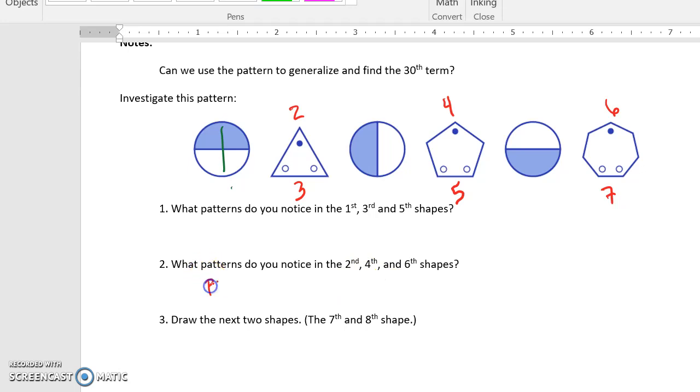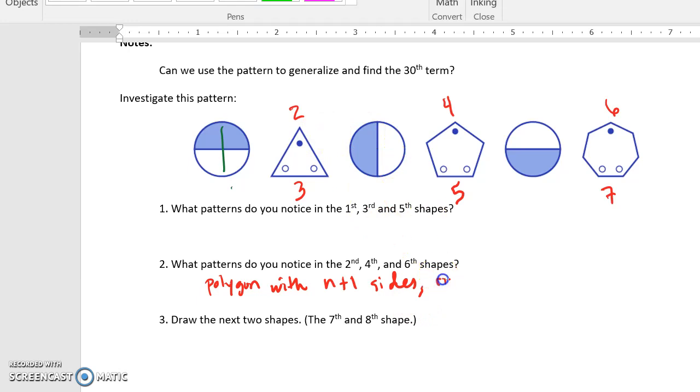So a polygon with, we can say n plus 1 sides. So if n is 2, 2 plus 1 is 3. A polygon with n plus 1 sides.